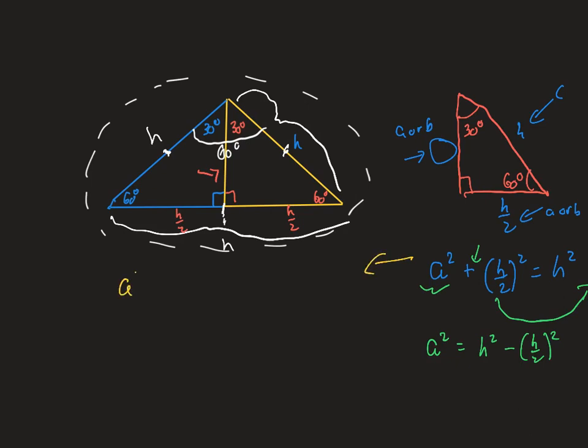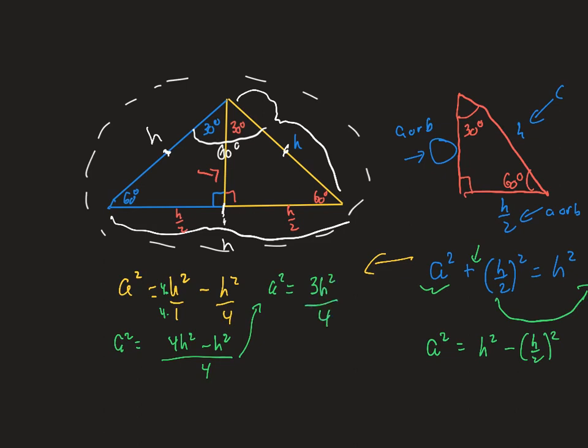So you're going to have a squared is equal to, let's simplify this. So you're going to have h squared minus, well, let's actually do the squaring here. So h squared over 4. This is the same thing as saying h squared over 1. So you're going to need to multiply the top and the bottom by 4, common denominators. Now that they're common, you can actually do that on the top. So you have a squared is equal to 3h squared over 4.